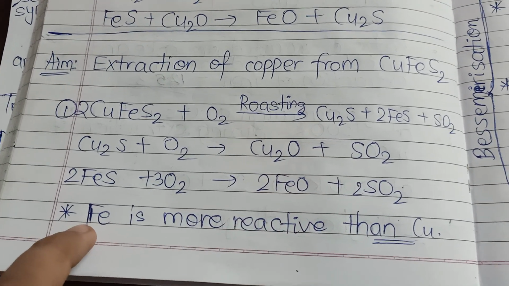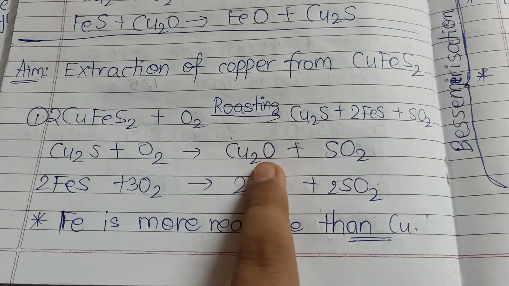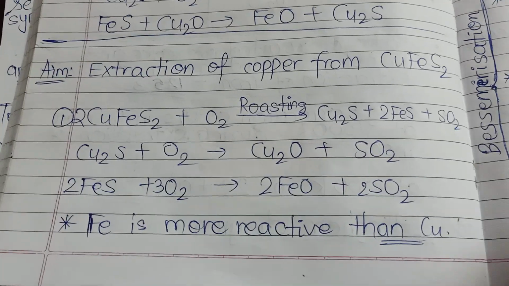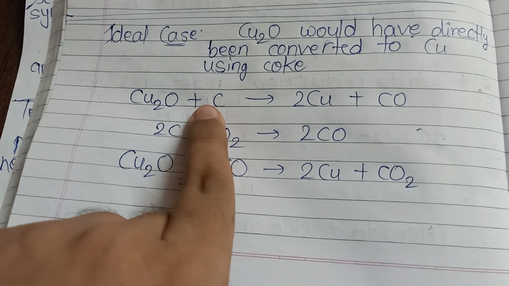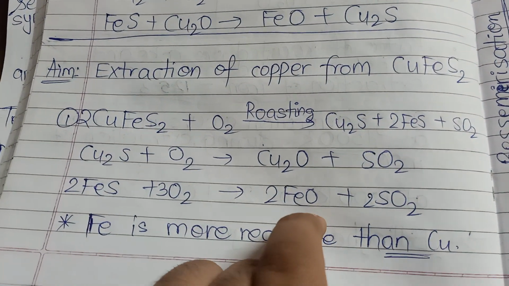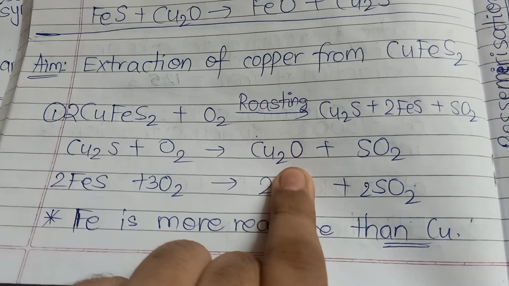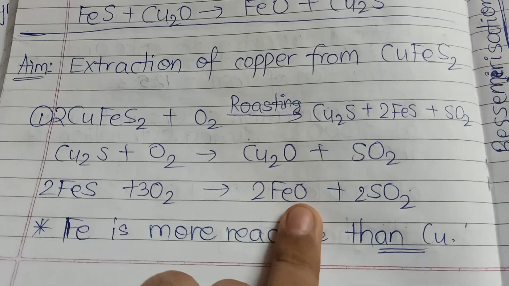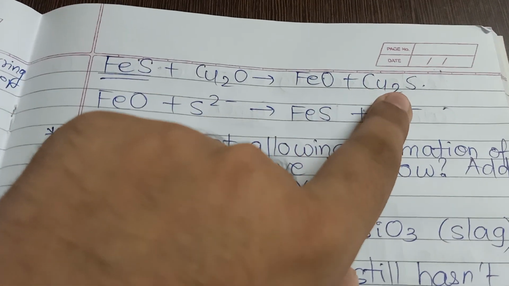Now we should note here that Fe is more reactive than copper. Ideally, the Cu2O which is formed here could have been directly reduced into copper by using coke as the reducing agent. However, what happens here is that the FeO which is formed here does not allow the direct accumulation of Cu2O in the reaction mixture. Rather, the FeS reacts with Cu2O here to form FeO and Cu2S.